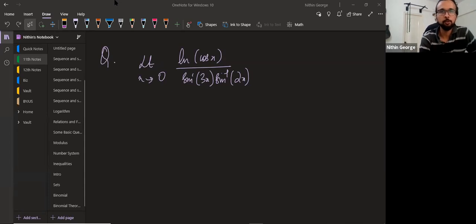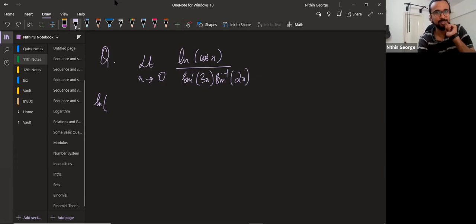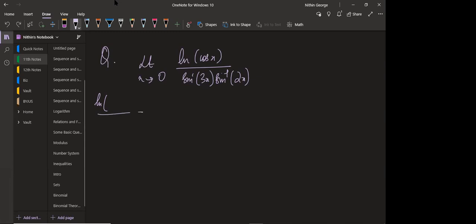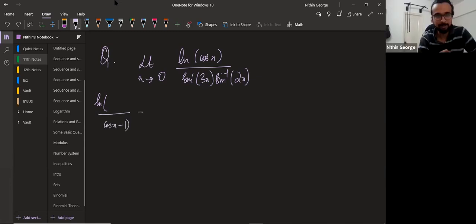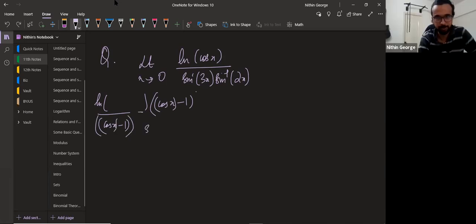Okay, yeah, tell me. Can we divide and multiply the numerator by cos x minus 1? Yes, you'll have to do that. I agree. So then it becomes ln of 1 plus cos x minus 1, into cos x minus 1, divided by cos x minus 1. That's what he meant, right? Not cos of x minus 1. Then the sin x, sin 3x and sin inverse 2x. This is nothing but distraction. You can easily solve this.